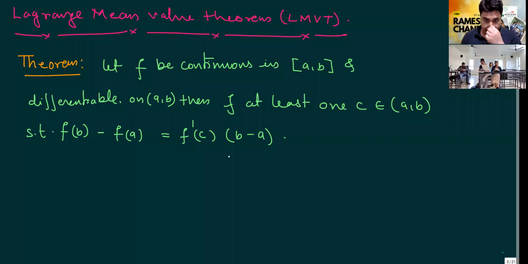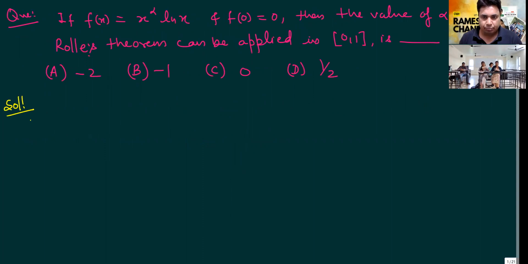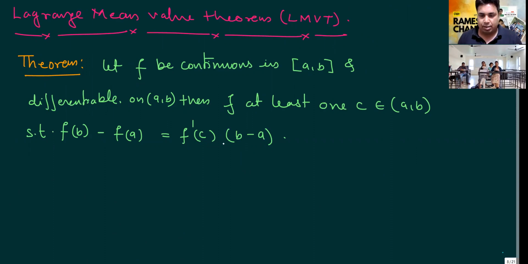Okay, kids. So we are going to start Lagrange mean value theorem today. In the last class, we studied Rolle's theorem. Now let's get started with Lagrange mean value theorem, and we call this LMVT in short. L for Lagrange, M for mean, V for value, and T for theorem. Is that clear?